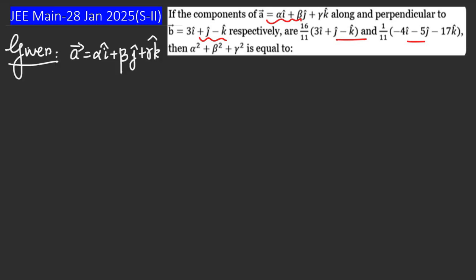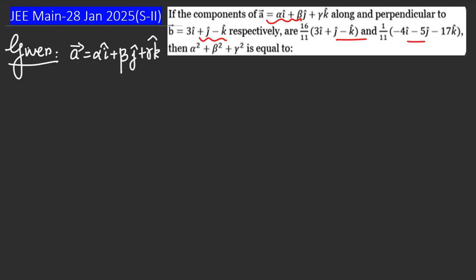This question is very simple. If the components of A vector along and perpendicular to B vector, respectively, are given as two vectors, then alpha square plus beta square plus gamma square is equal to what. So in this question, A is given as alpha, beta and gamma, and A is along and perpendicular to the B vector.